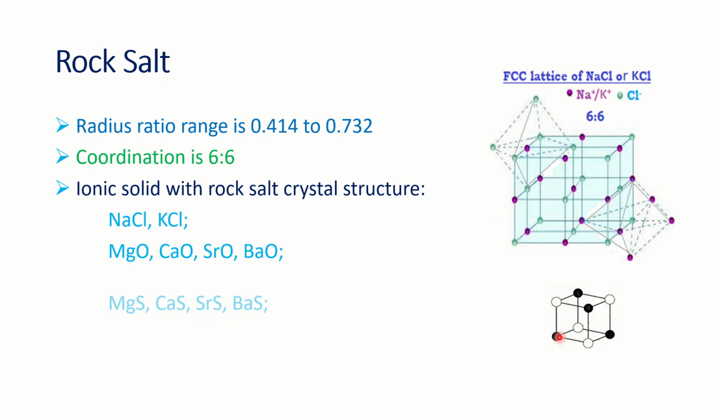Now, the solids which follow this crystal structure: rock salt, sodium chloride, potassium chloride, magnesium oxide, calcium oxide, strontium oxide, barium oxide, magnesium sulfide, calcium sulfide, strontium sulfide, barium sulfide, silver fluoride, silver chloride, and silver bromide, and so many others. So that's all about the rock salt structure.